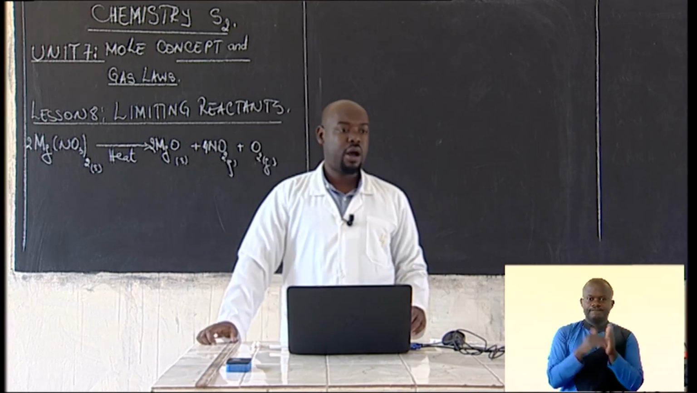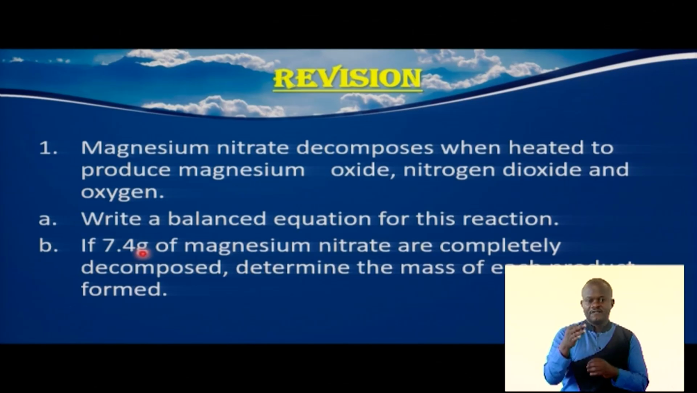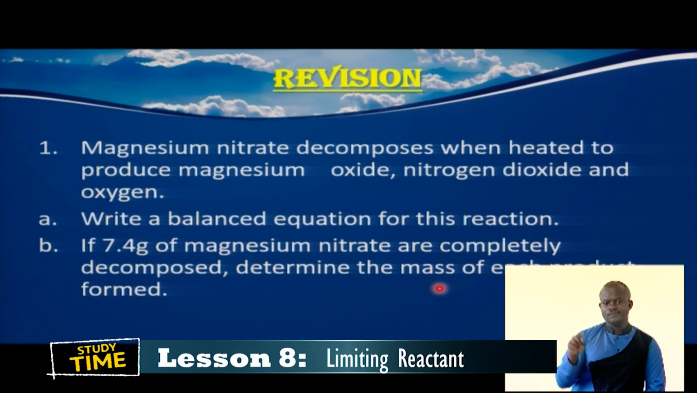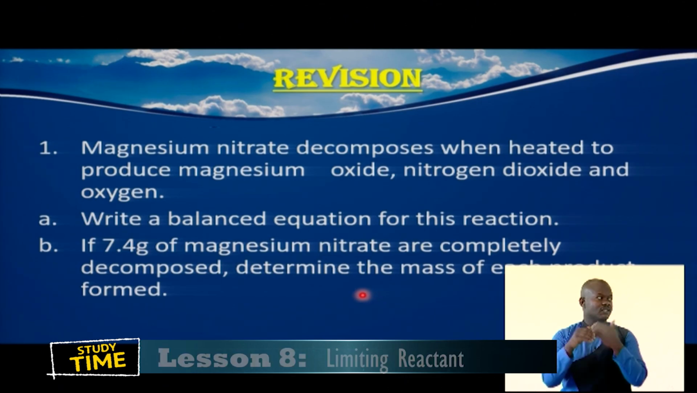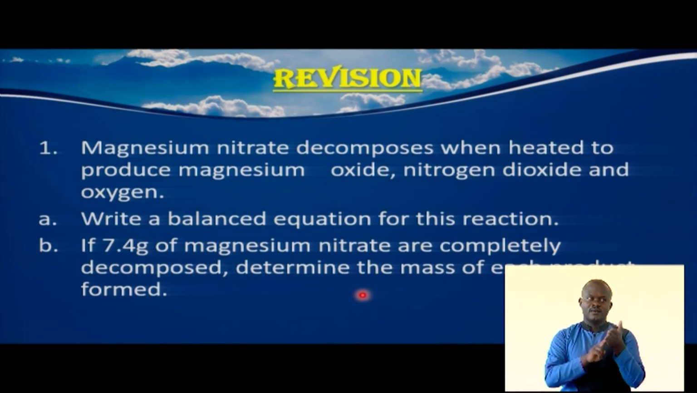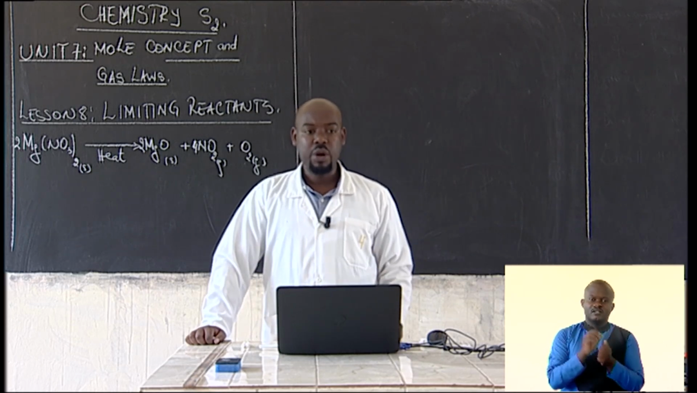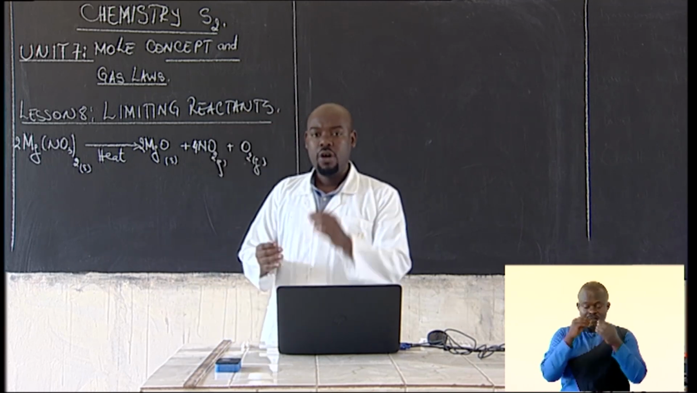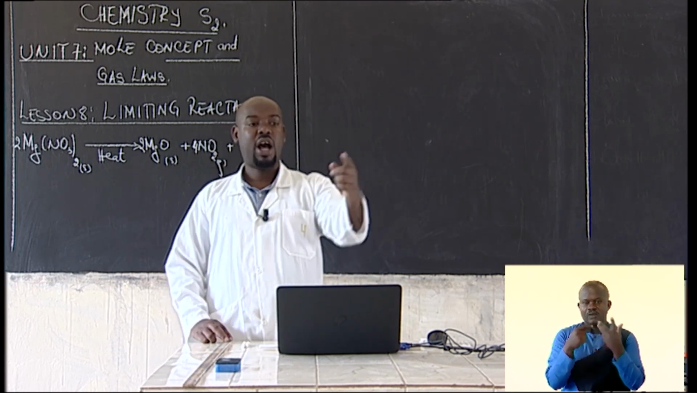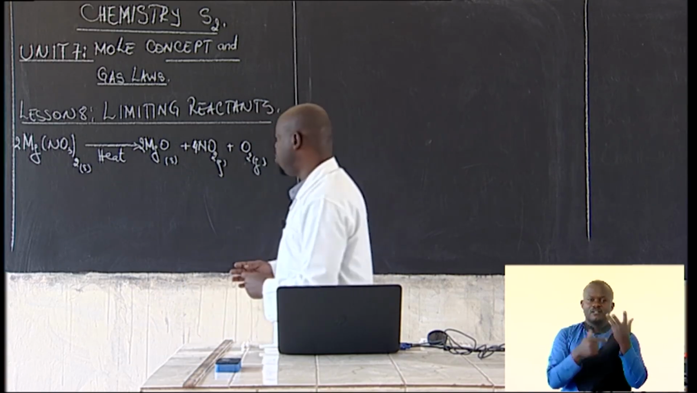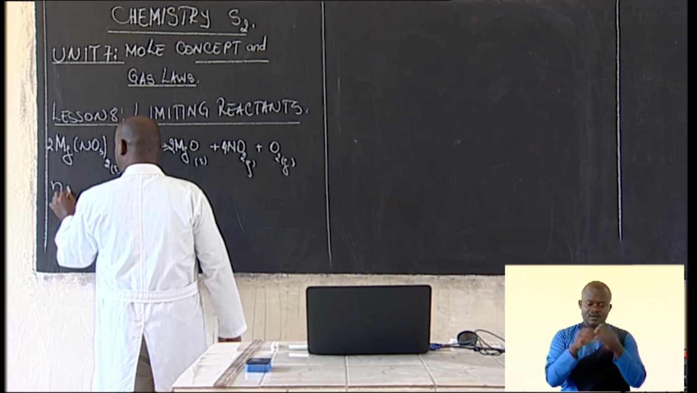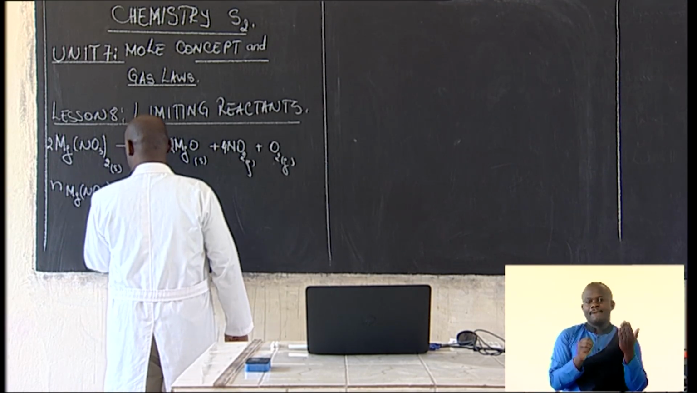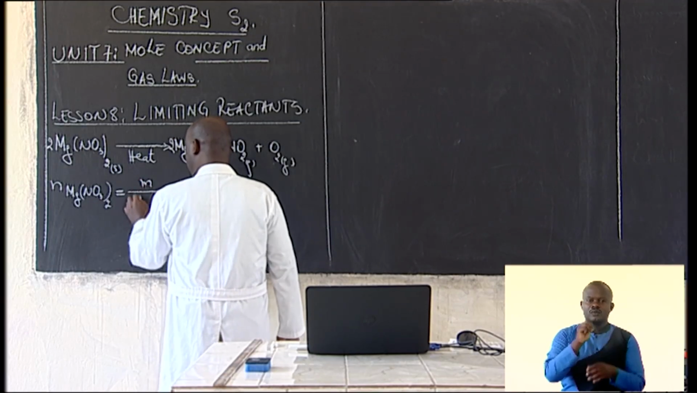And we go to number B. If 7.4 grams of magnesium nitrate are completely decomposed, determine the mass of each product formed. Here, I want to use the method which uses the calculation of number of moles. So we start by finding the number of moles for the substance whose mass has been given, and that is magnesium nitrate. So to find the number of moles for magnesium nitrate, what do we use? We use mass over molar mass.